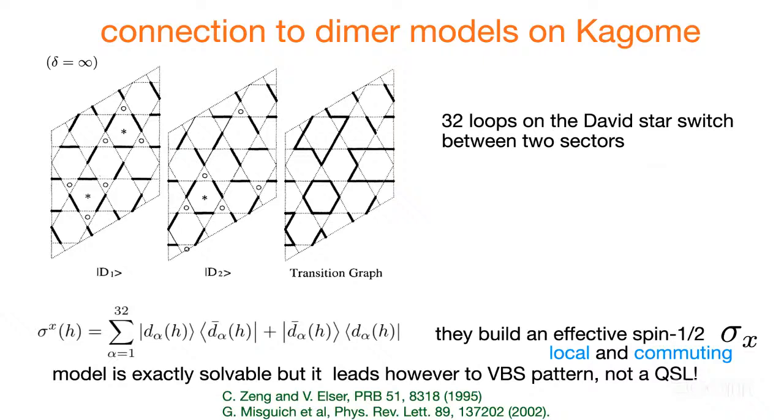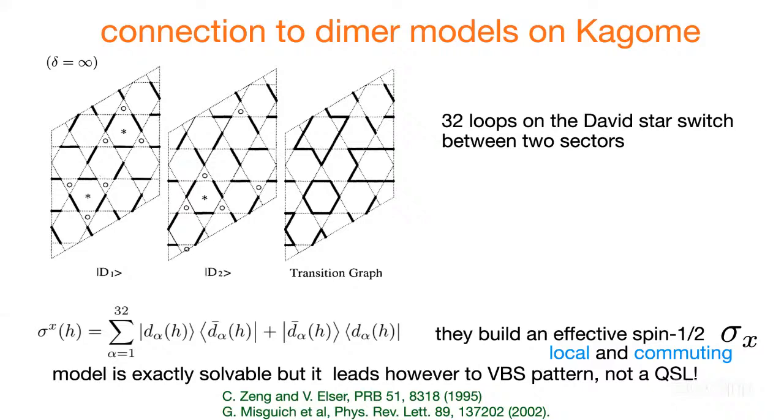Now, how can we understand this? Actually, there is a strong connection to dimer models on Kagome work that was done in the late 90s and early 2000s. What you see here is a figure from the paper by Zeng and Elser from '95. And you again see dimers on the Kagome. And what you see here is a transition graph. And there they show that if you apply this transition graph to this configuration, you will go into that one. Yeah. And these transition graphs, they are essentially closed loops that you can draw on the David star.